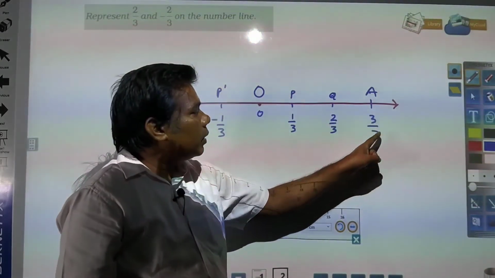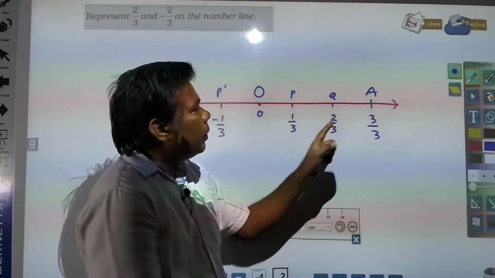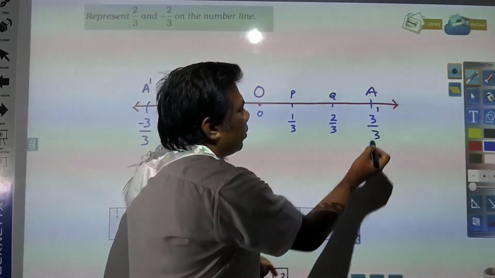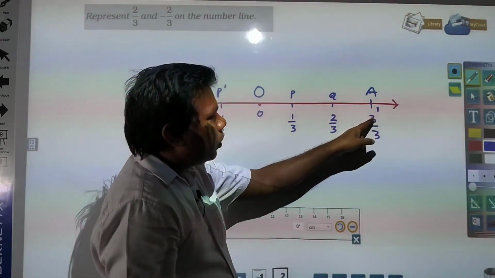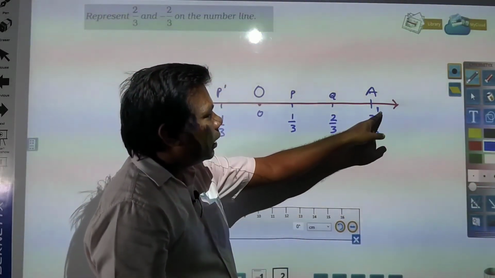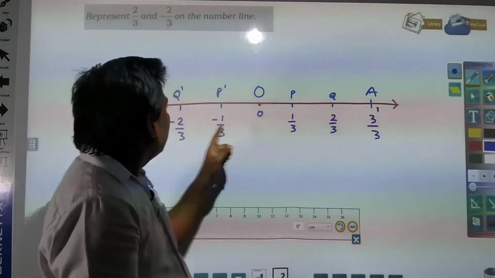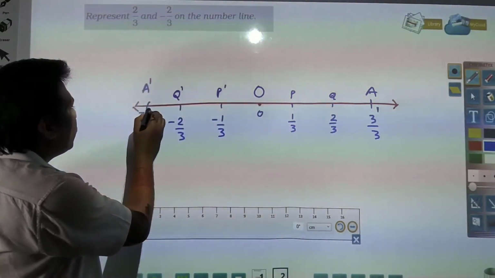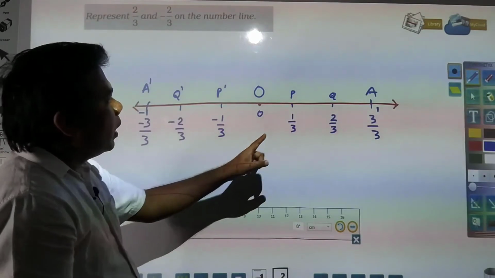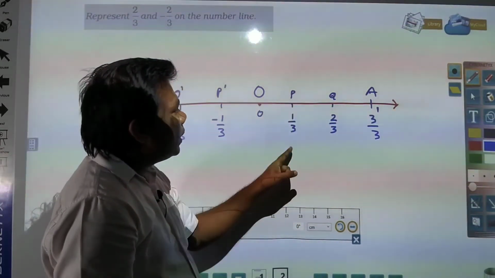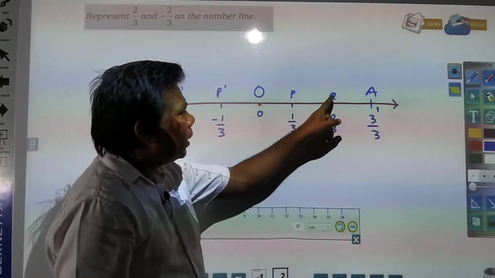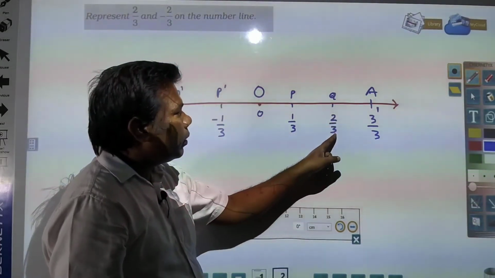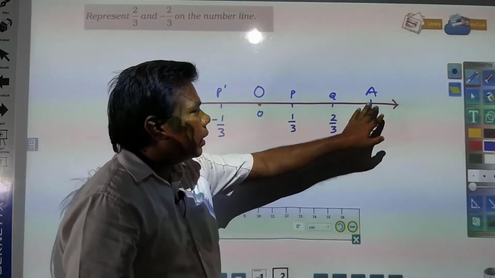Now just you see, 3 by 3 means what? If you cancel this, what will you get? 1. It means this is 1 unit. 3 into 3 by 3, if you cancel you will get 1. So 1 unit you have got. Here also the same thing, minus 1 unit you will have. Now this P is representing 1 by 3, Q is representing 2 by 3, and this is 3 by 3, that is, 1 unit.